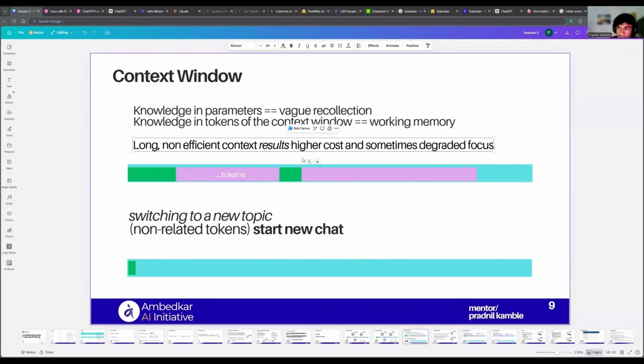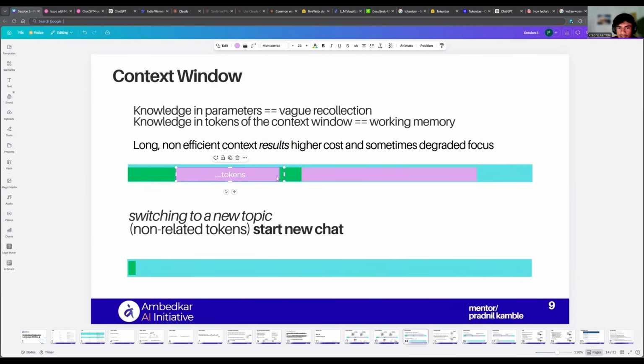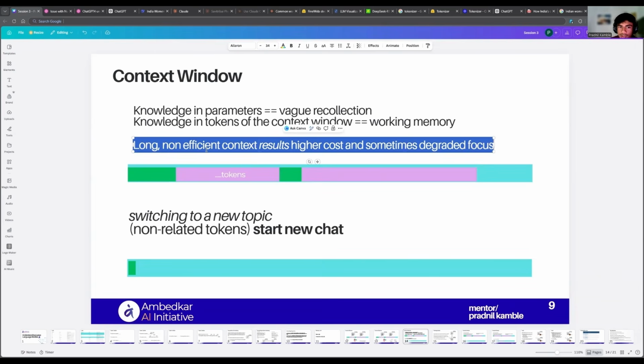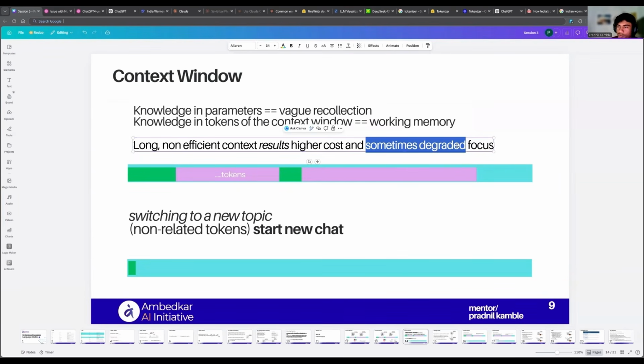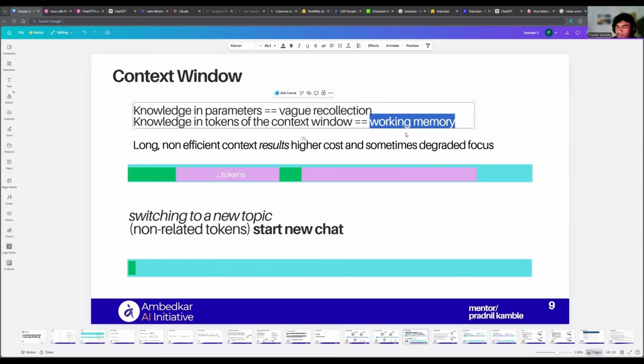What happens if the context window is too long and inefficient? The results cost more, and sometimes the focus is degraded. You may have asked something very critical, but if the context window expands with non-efficient context that is here and there but not really on point, then you degrade the focus of the model, because the working memory is something you should think of critically and use nicely.